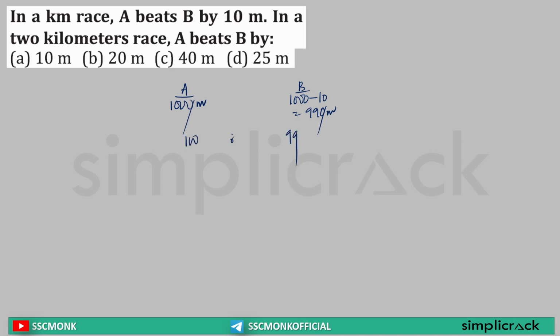Now in a 2 kilometer race, A beats B by how much? This is very basic unitary mathematics. If in 1 kilometer it is defeating B by 10 meter, in 2 kilometer it will be defeating B by 2 into 10, that is equal to 20 meter. So what is the answer? 20 meter is the answer. These are the CGL and NTPC questions that I am helping you solve.